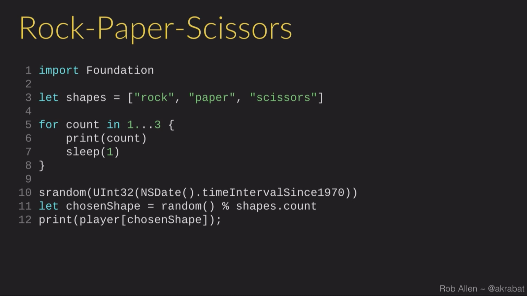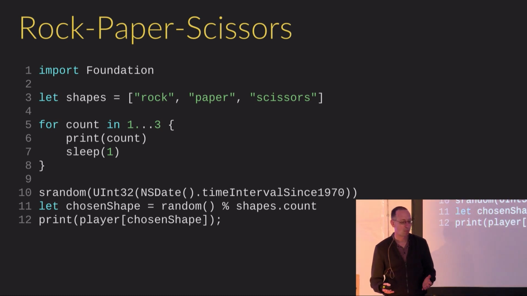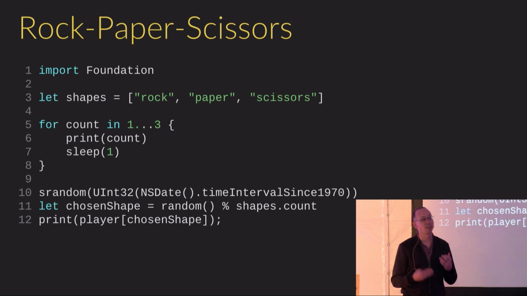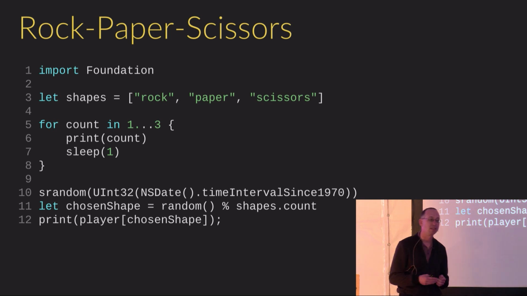There's one let keyword on line 3. Let shapes equals rock, paper, scissors. I've defined an array of 3 elements. Because it is a let rather than a var, I cannot change it. I can't modify it. I can't make it bigger. It is always going to be an array of 3 elements.